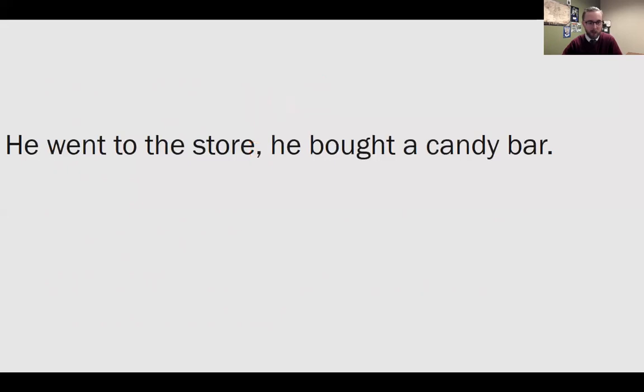Let's say I don't want to use a conjunction. What's another strategy I could use? Instead of a conjunction, I could just change this comma into a semicolon. And a semicolon looks like a comma, but has an extra dot above it. So there, he went to the store, semicolon, he bought a candy bar. In that case, I don't need to add a conjunction. In fact, I cannot add a conjunction. Adding a conjunction would be incorrect.